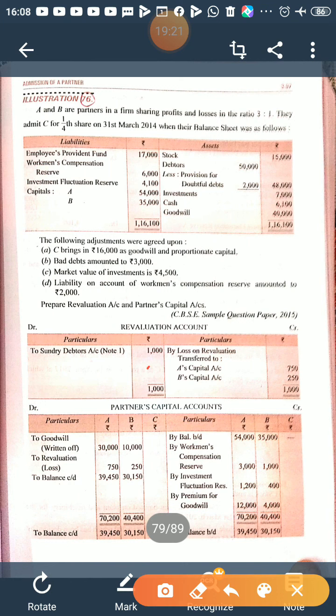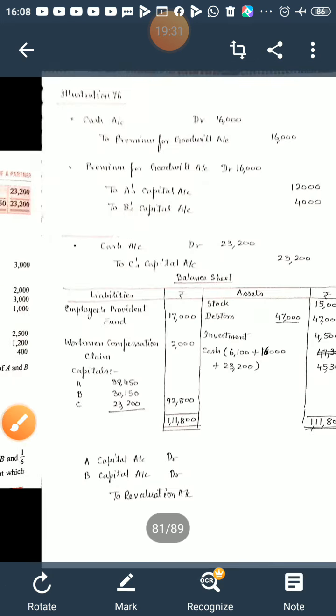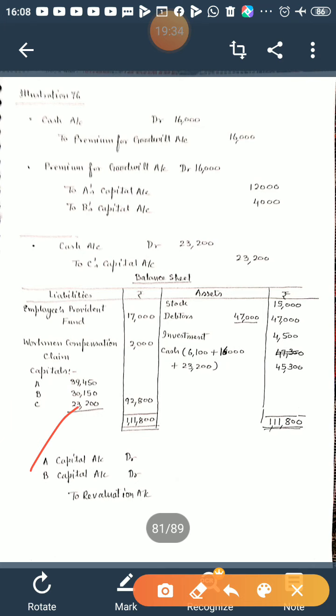Now this is the loss on revaluation because the debit side is 1,000, credit side is nil. So this loss will be transferred to A and B's capital in their old ratio, and the journal entry will be A's capital account, B's capital account debited to revaluation account.